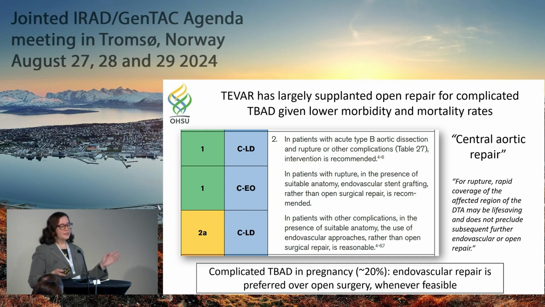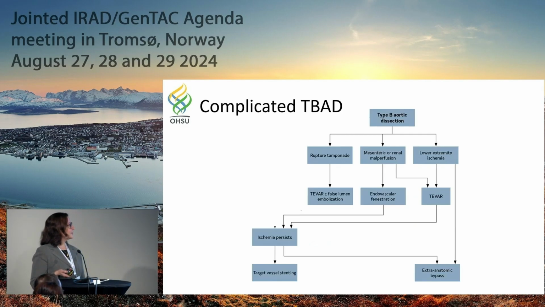And then in pregnancy, again, 20% of the type B dissections that occur in pregnancy are complicated, and therefore endovascular repair is still preferred over open repair in that circumstance. But if you can get through the pregnancy with medical management, that would be ideal, and then deal with the dissection. But 20% are complicated.